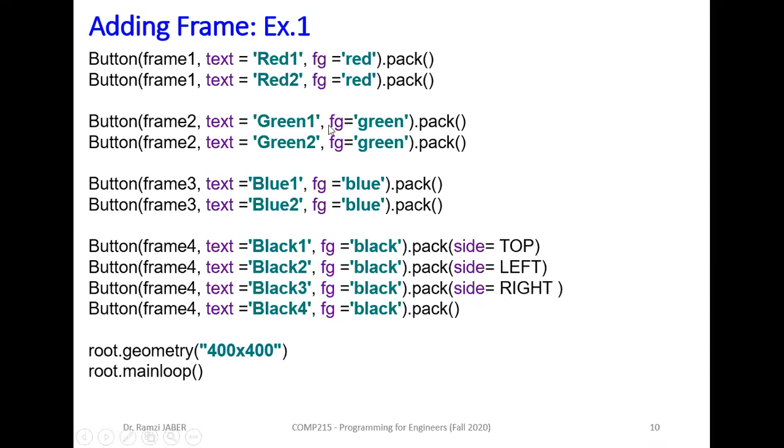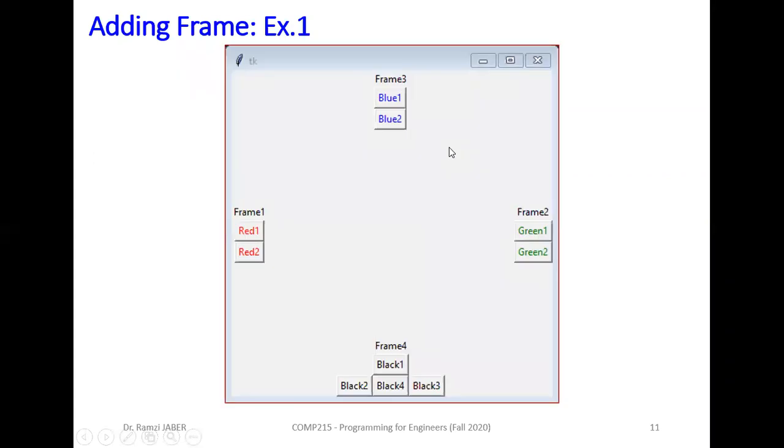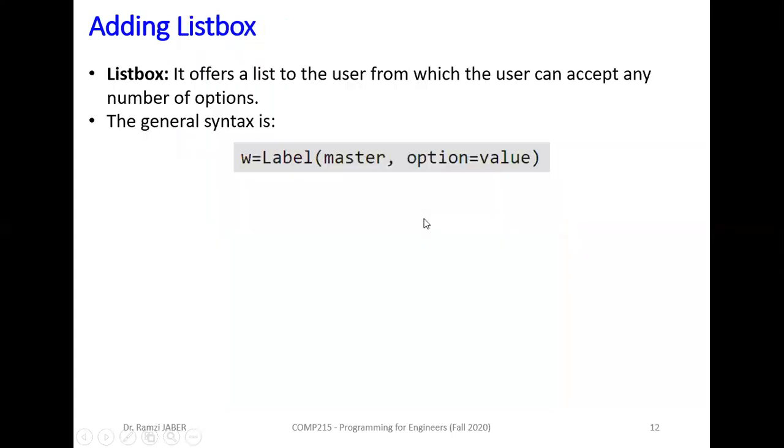So this code results in this main window. So we create the root window. Inside it, we put frame one at the left, frame two at the right, frame three at the top, frame four at the bottom. Then we put label frame one inside frame one, label frame two inside frame two, like here, and frame three and frame four. Then we put two buttons on each frame, except frame four. Frame one and two and three.